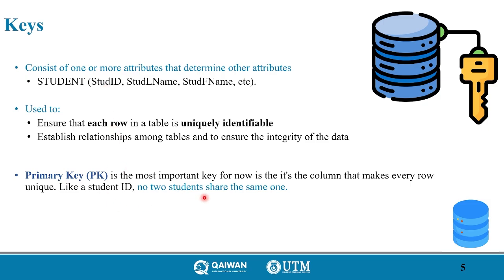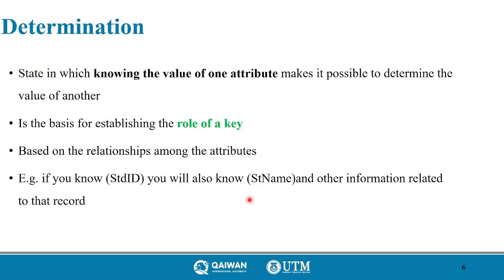Primary key is the most important key for now, and it is the column that makes every row unique, like a student ID. No two students share the same key. Now, determination would be a state in which knowing the value of an attribute makes it possible to determine the value of another. It is the basis for establishing the role of a key and is based on the relationship among the attributes. Example, if you know the student ID, you will also know the student name, age, first name, last name, or any other information just by knowing the student ID. So this is the determination.